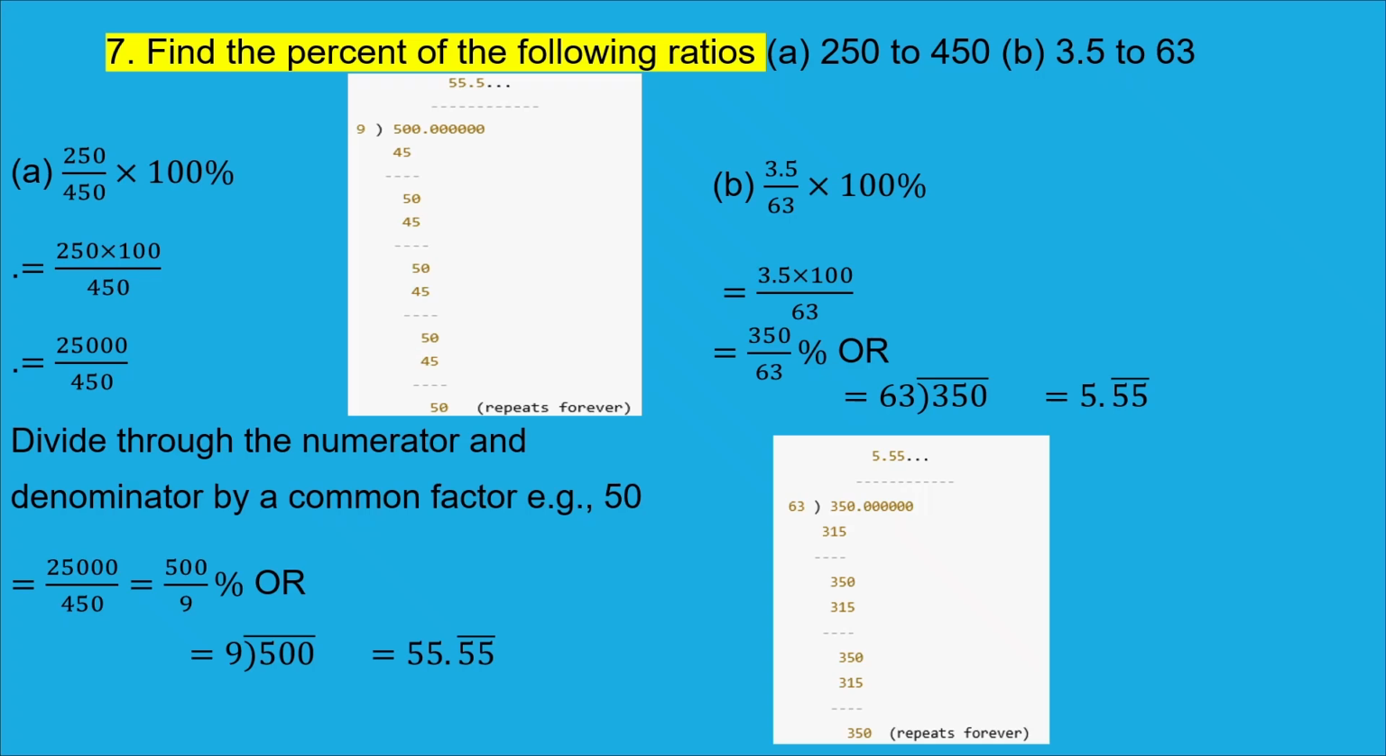Part B, we have 3.5 over 63 because of the word "to". Then multiply by 100% because you're converting to percentage. Then you arrive at 350 divided by 63. Use long division there and use the divide, multiply, subtract, bring down method very often until you arrive at 5.55 recurring. The process repeats itself forever. That is why you have a recurring.